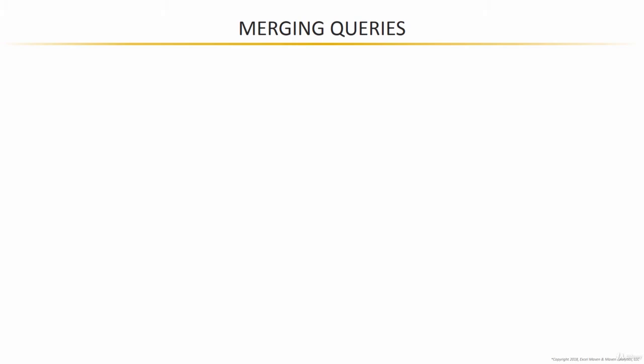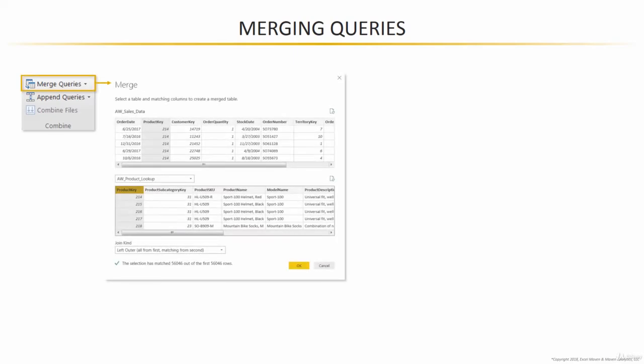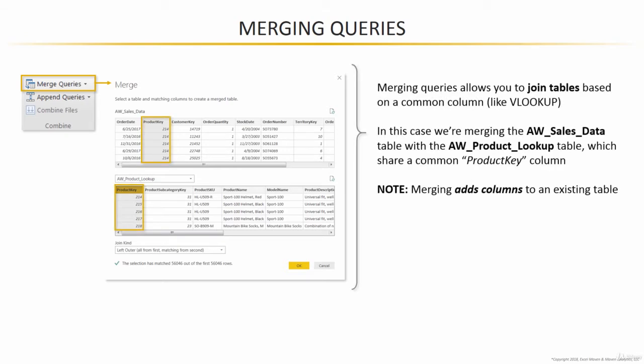All right, next on the agenda, we have merging queries. So you'll see the merge queries option in the home tab of the query editor. And when you click that button, it'll open up a dialog box like this, where you can select two tables and matching columns in order to create a merged table. And basically this works just like a VLOOKUP works in Excel. You're joining information from two different tables based on some common column or key.